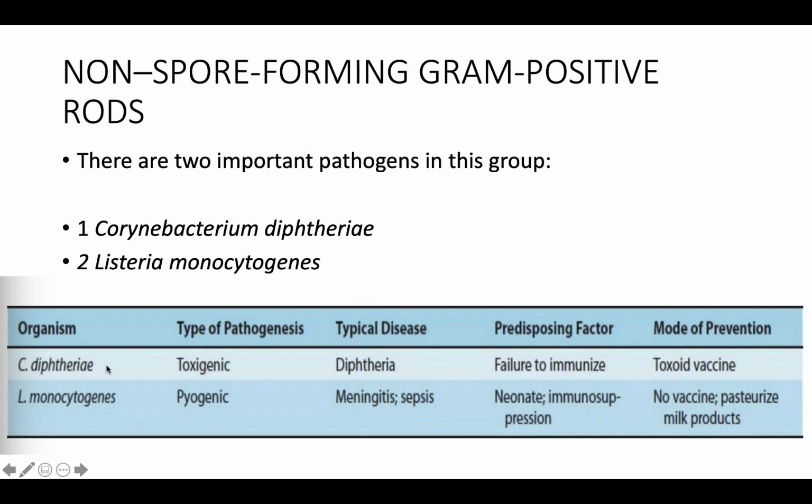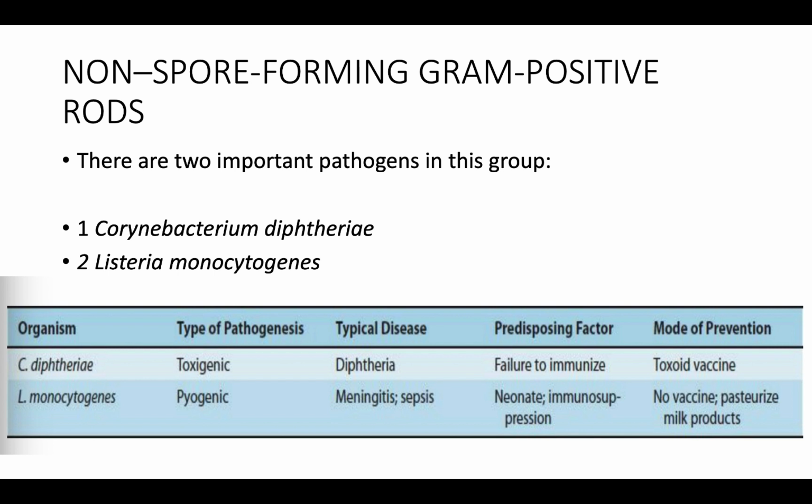So diphtheria is toxigenic, Listeria is pyogenic, but you will see Listeria has a unique mechanism that makes it so. Even though it's pyogenic, it actually jumps itself, it does not send the toxin, it itself jumps and causes pathogenesis. So in a sense, all pathogenesis of gram-positive rods is caused by release of either the toxin or the actual bacteria into the cells.